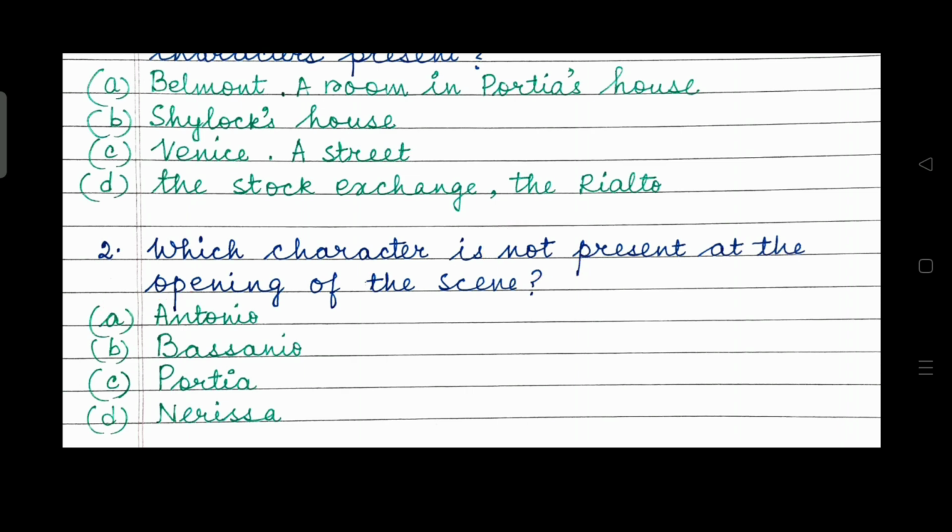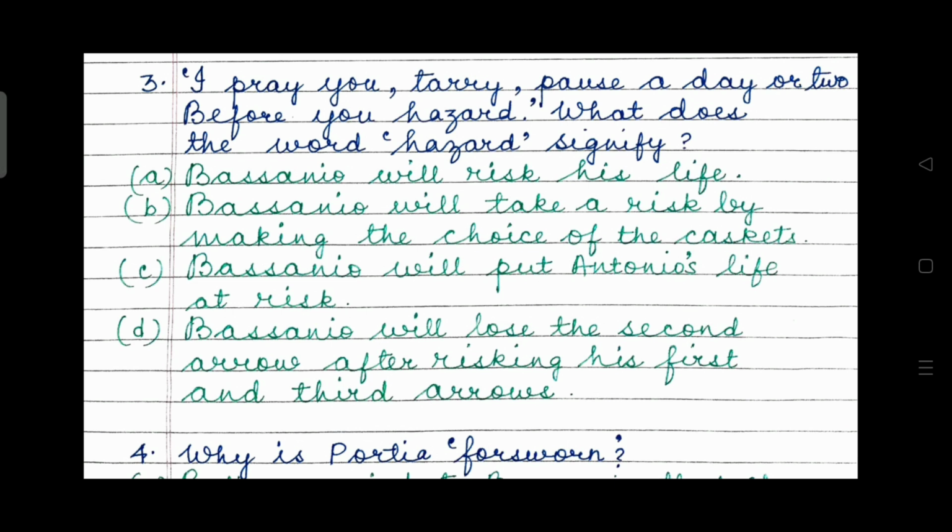Option A. Question 3. "I pray you tarry, pause a day or two before you hazard." What does the word hazard signify? Bassanio will risk his life. Bassanio will take a risk by making the choice of the caskets. Bassanio will put Antonio's life at risk. Bassanio will lose the second arrow after risking his first and third arrows. The right answer is Bassanio will take a risk by making the choice of the caskets. It's option B. And who is asking Bassanio to tarry and pause a day or two? It is Portia. The very first speech of Portia in Act 3 Scene 2.